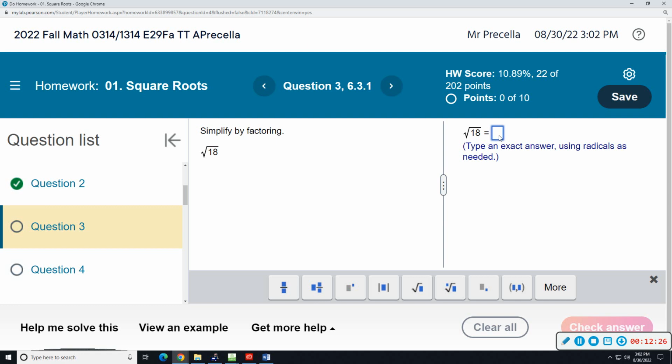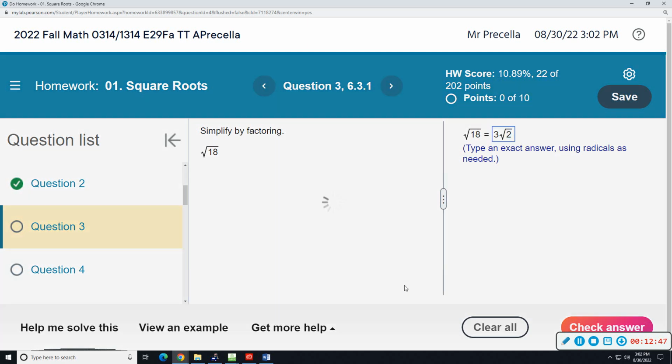And then what do we have to type? We have to type a 3. And then we need a square root. Looking down here, do you see anything? There it is. That looks like a square root, and if you hover over it, can you see that tiny print? What does that say? Square root. So square root of what goes underneath the radical?